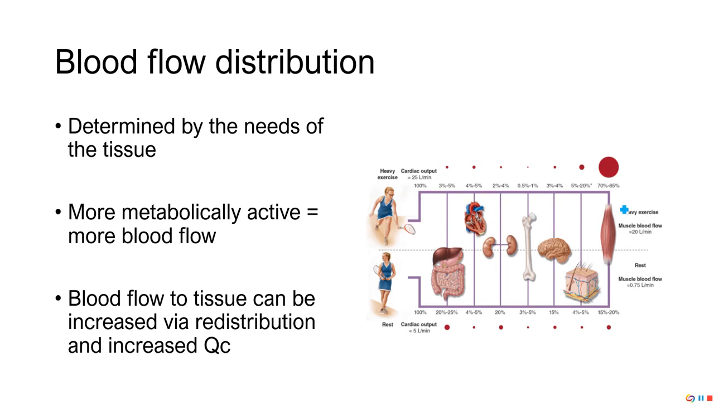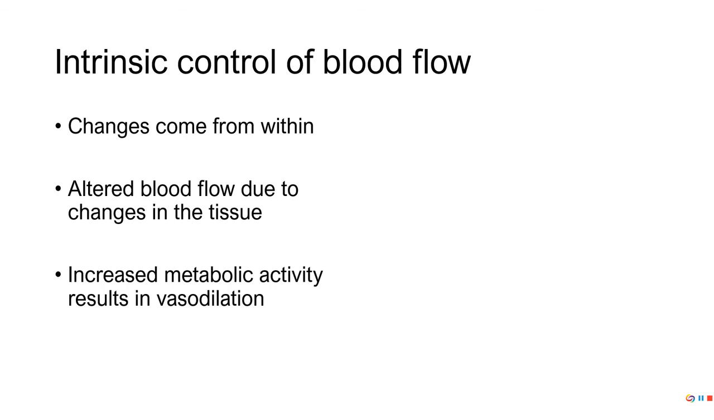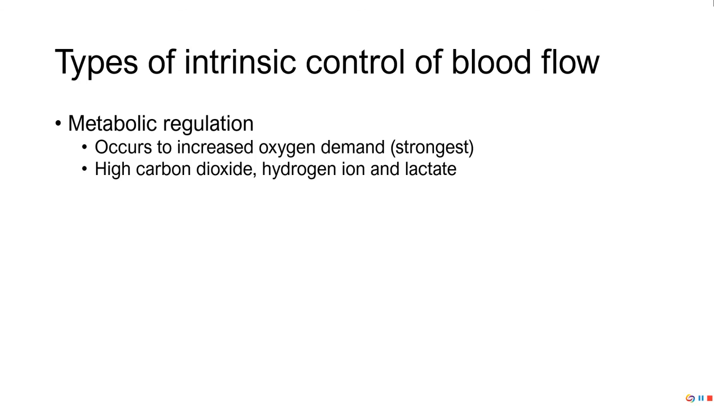And just like heart rate, there's intrinsic control of blood flow. So again, intrinsic control, that's coming from the vessels themselves. That's coming from within. Okay, so blood flow is changing because of things going on with the tissue. Generally speaking, if I increase metabolic activity, I have vasodilation. And then if I have decreased, I'll have vasoconstriction. So the way this works is a couple of ways. So we've got metabolic regulation. Okay, so if the vessels in your muscles, when you're exercising, need more oxygen, well, as a result of the activity, they're going to have high carbon dioxide, high hydrogen ion, high lactate. Any or all of these things will cause vasodilation.